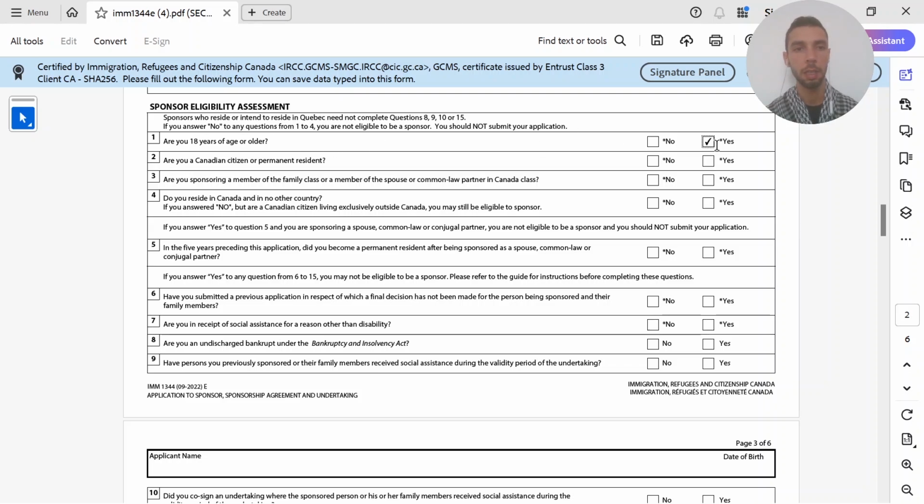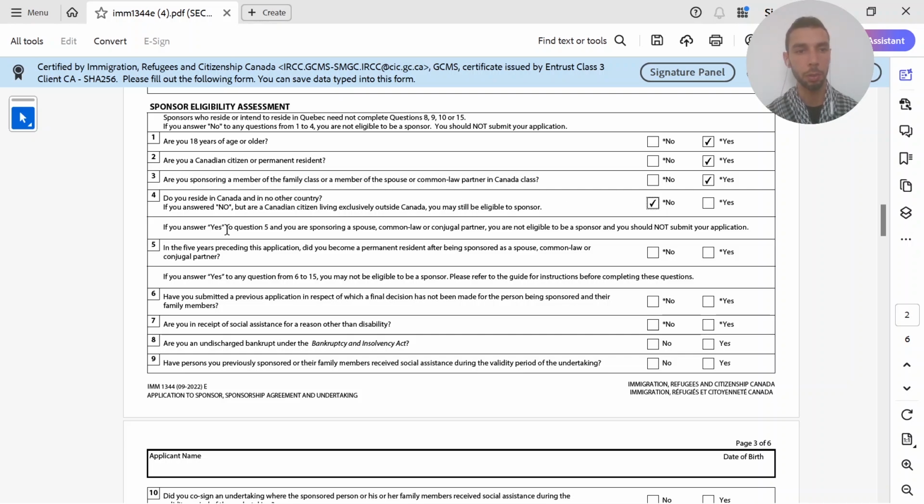That's a yes. Are you a Canadian citizen or permanent resident? That's a yes. Are you sponsoring a member of the family class or a member of the spouse or common law partner in Canada class? Yes, because we're sponsoring a member of the family class. Do you reside in Canada and in no other country? Here we're going to click no.